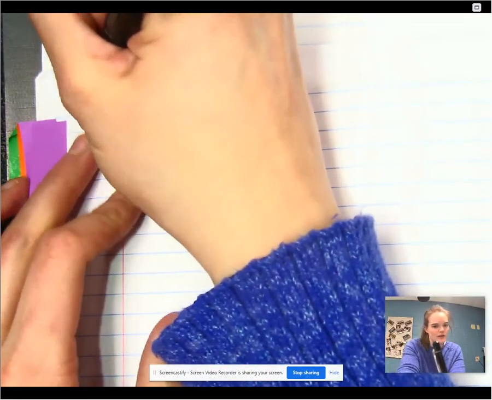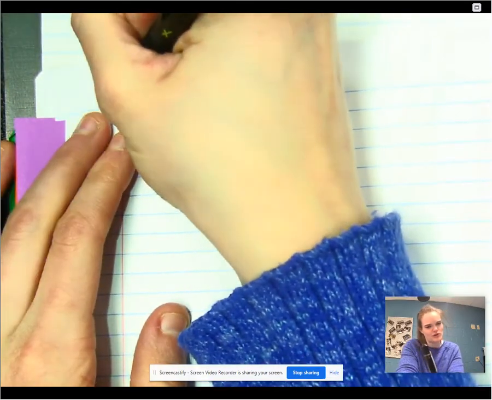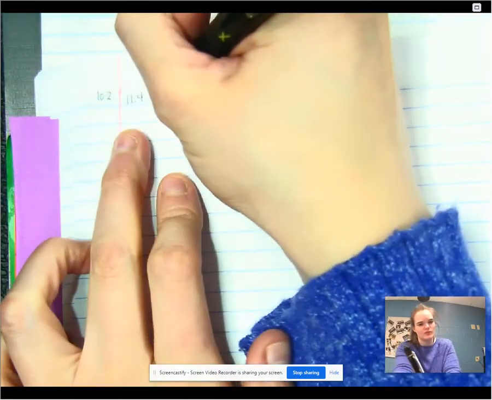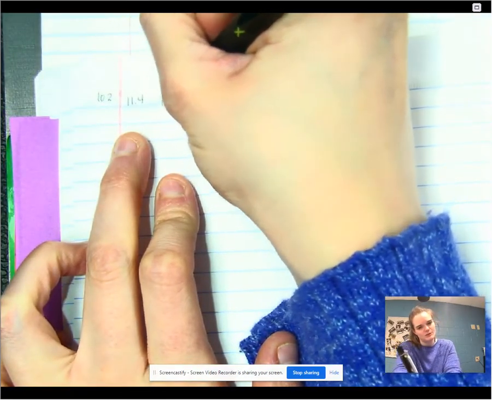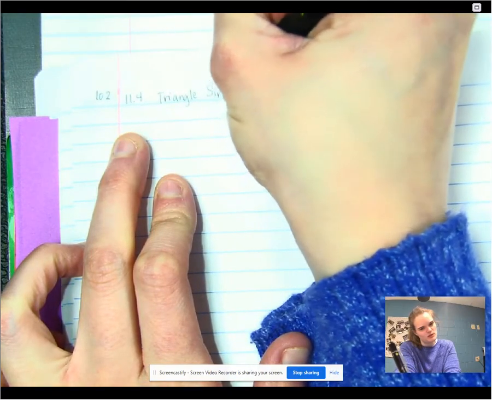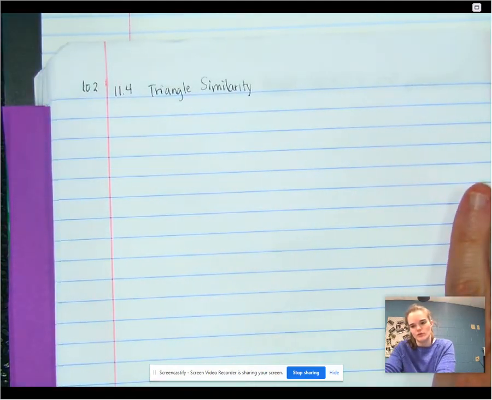All right, so now that we're done with that foldable, we're on page 102 of your notebook. We're going to glue it in, and we're going to talk about the card sort. So it's 11.4 triangle similarity, I said, instead of what the tab says. And that's the same for 102 and 103. Let's go ahead and label those.